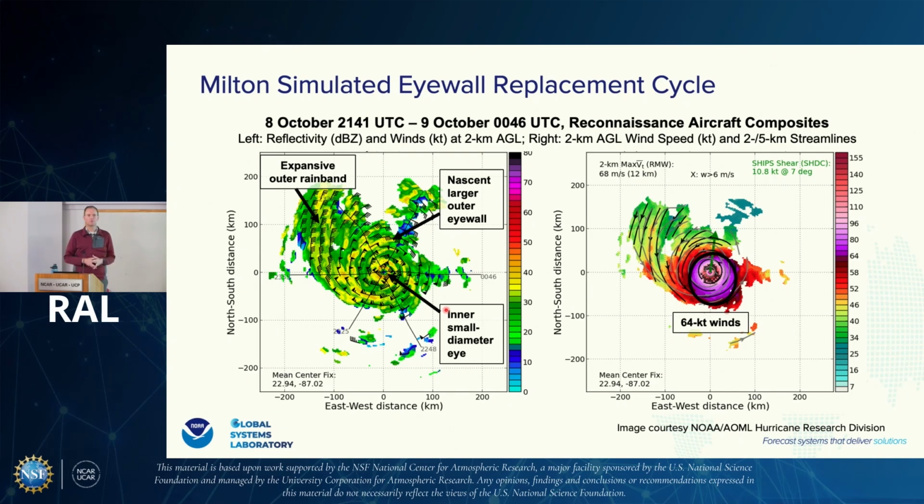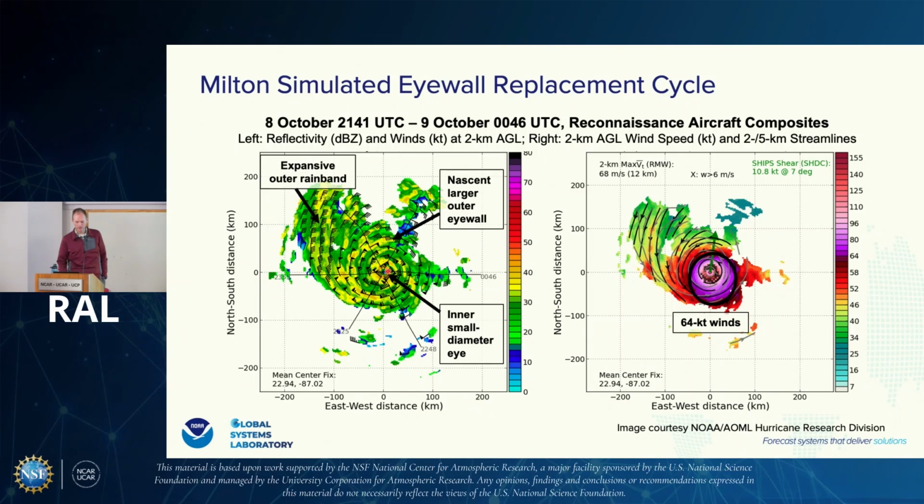So looking a little bit more at Milton's structure as it was simulated within the model, here is a depiction from NOAA's Hurricane Research Division from reconnaissance aircraft, flight between the 8th of October 2141 UTC to the 9th of October 0046 UTC. It's about a 3-hour period with multiple passes. You can see these thin black lines here depicting the aircraft transects. This is reflectivity at 2 kilometers as well as the 2 kilometer above ground level wind here at left. And then here at right is the 2 kilometer above ground level wind speed, which is shaded. And then the thin streamlines are 2 and 5 kilometer winds as assessed by the reconnaissance aircraft.